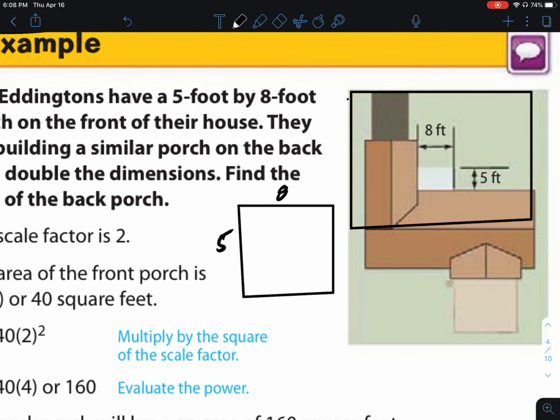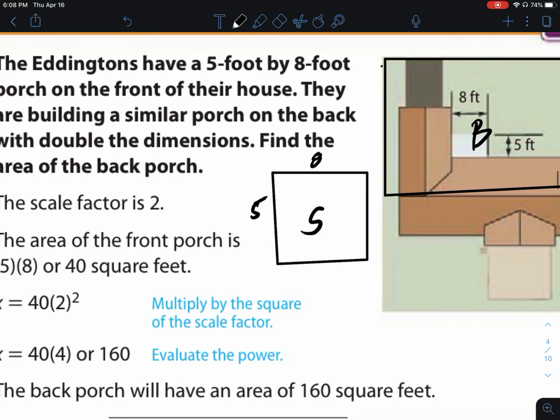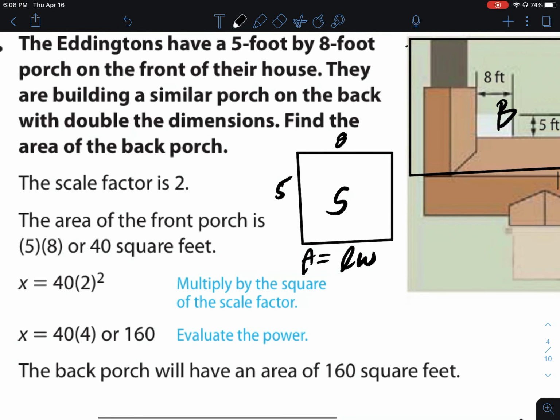So this is our small figure. This is our big figure right here. So first, we want to find the area of our rectangle. To be able to find the area of a rectangle, we know its area equals length times width, which is equal to 5 times 8, or 40. So the area of my small rectangle is 40.